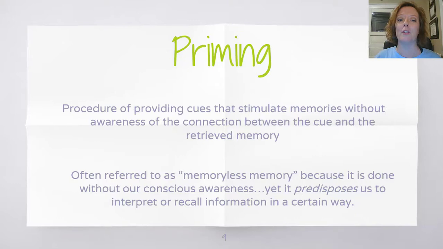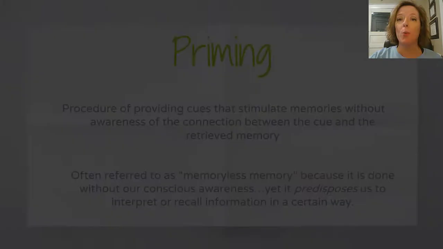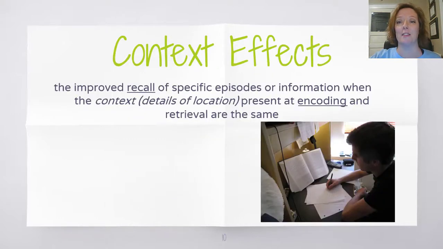Priming is often referred to as memoryless memory because it's done without our conscious awareness, yet it predisposes us to interpret or recall information in a certain way. When I showed you a picture of a bear, the animal bear, you were already thinking of that word. When I asked you to write the word bear, you probably didn't even consider the option of bear as in bare feet. There are two kinds of bear, but I primed you to consider the animal version rather than the barefoot version.